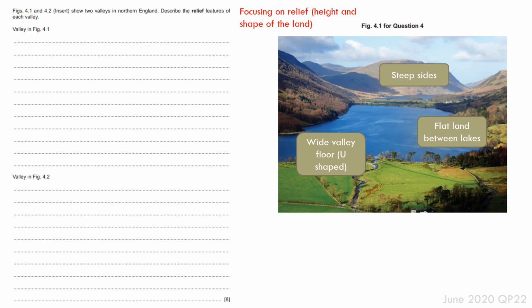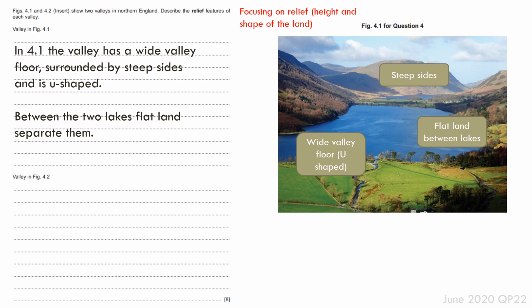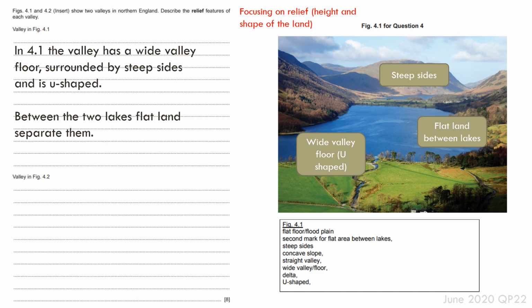And so if I was going to put that into a description, I can see that it has a wide valley floor surrounded by steep sides and it's U-shaped. Between the two lakes, flat land separates them. So again, I've looked at that part where I have to look at the relief. What words can I use to describe relief? How can I describe the land that I can see? So we've got some points there.